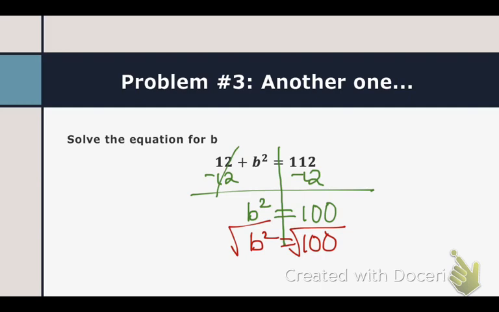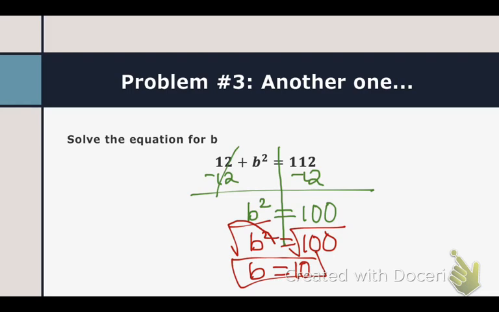That means the exponent of 2 and the square root cancel out. I'm left with b equals, and then the square root of 100, what's that equal to? You got it. It's equal to 10. So b equals 10.